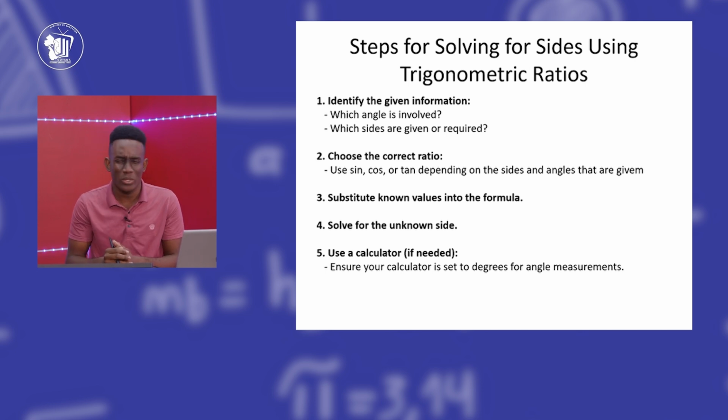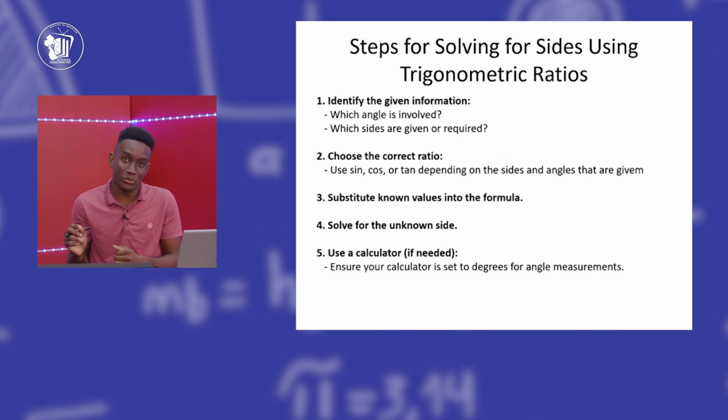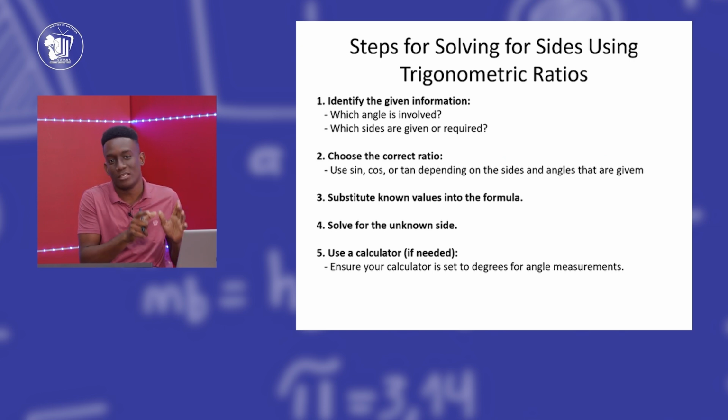Now let's head into some additional things we need to know before we can apply the trig ratios. First, we need to identify the information given: what angle is given and what sides are given. We label the triangle by the different sides and also identify the angle. From what is given, we decide which ratio to use. So we choose the correct ratio, then substitute the values into the formula, and then solve for the unknown side.